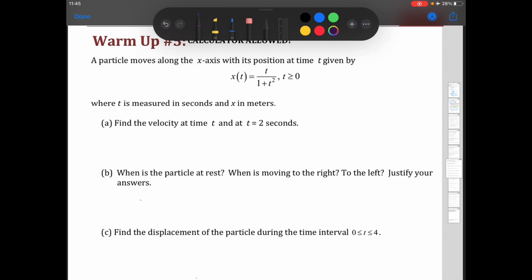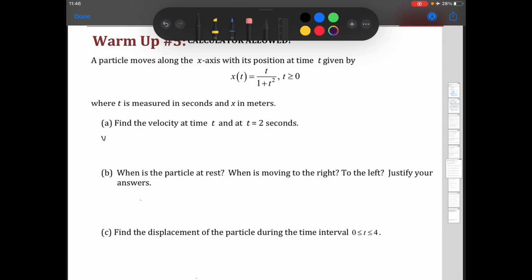It says a particle moves along the x-axis with its position at time t given by x of t equals t over 1 plus t squared, where t is measured in seconds and x in meters. So A is a two-part question. It's asking us to find the velocity at time t and at t equals 2 seconds. Remember, your velocity is the first derivative of your position. So we're going to take that and then plug in t equals 2 into the velocity equation.